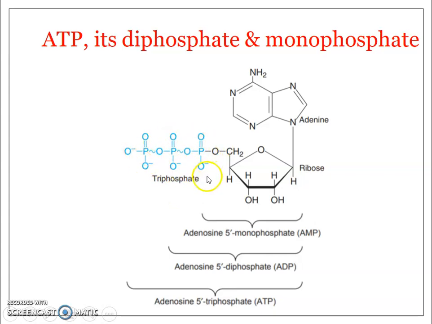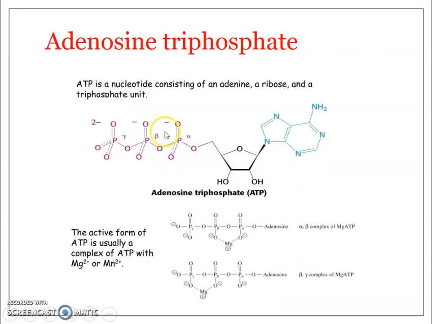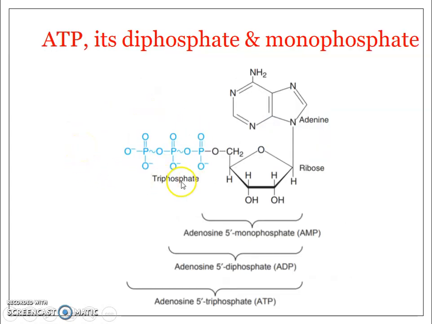And the triphosphate unit is formed of three phosphates, the alpha phosphate, the beta phosphate, and the gamma phosphate. Here you can see the alpha phosphate, beta, and the gamma phosphate. These three phosphates together form a unit which is referred to as a triphosphate.